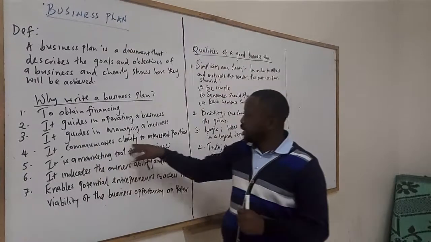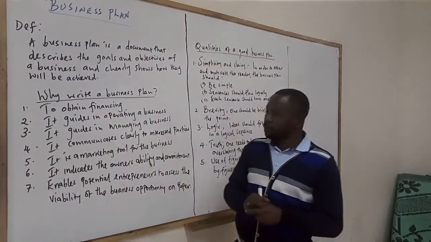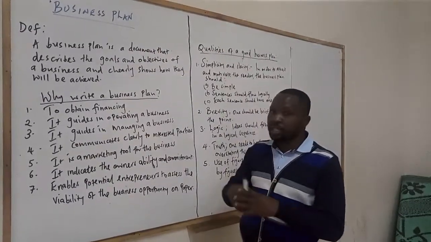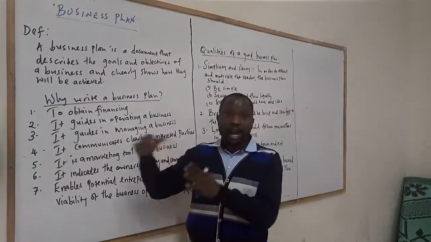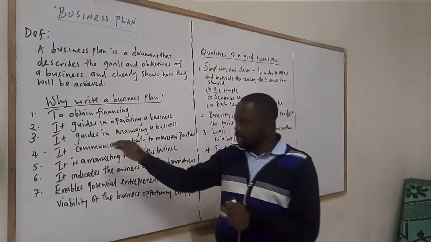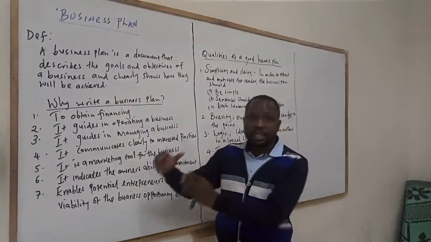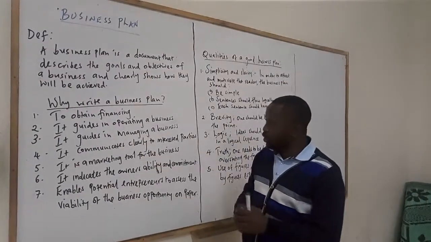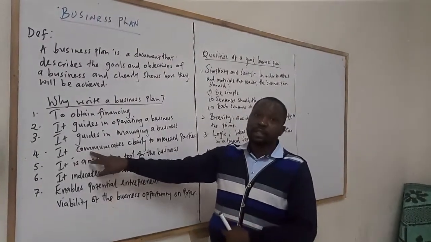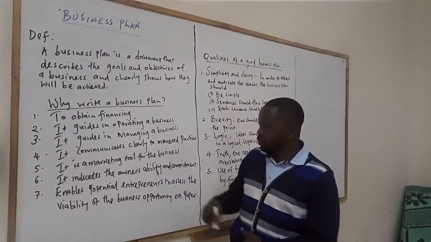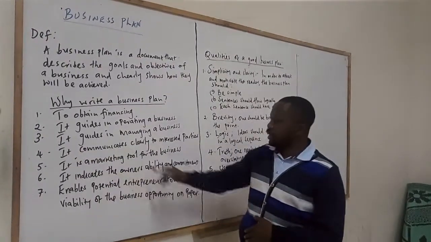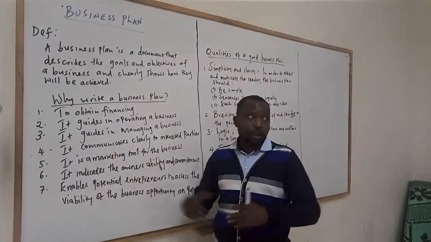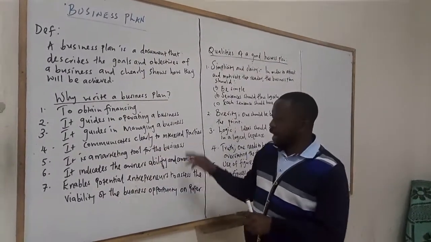It also communicates clearly to interested parties. Sometimes you may not have enough time to explain your business to other interested parties. So in this case, you just have to present them a business plan, that document, so that they can go through and know what kind of business you are carrying out. A business plan is also a marketing tool for the business. We normally use a business plan also to market or advertise our activities.